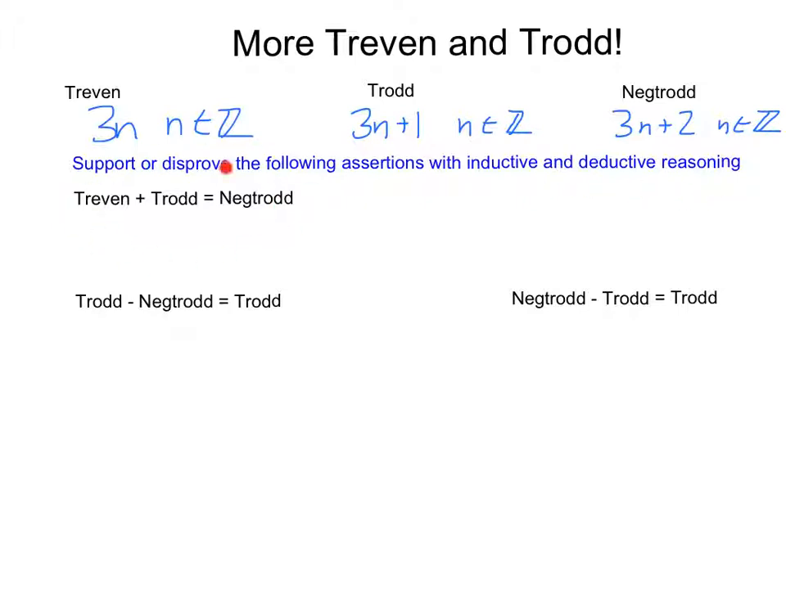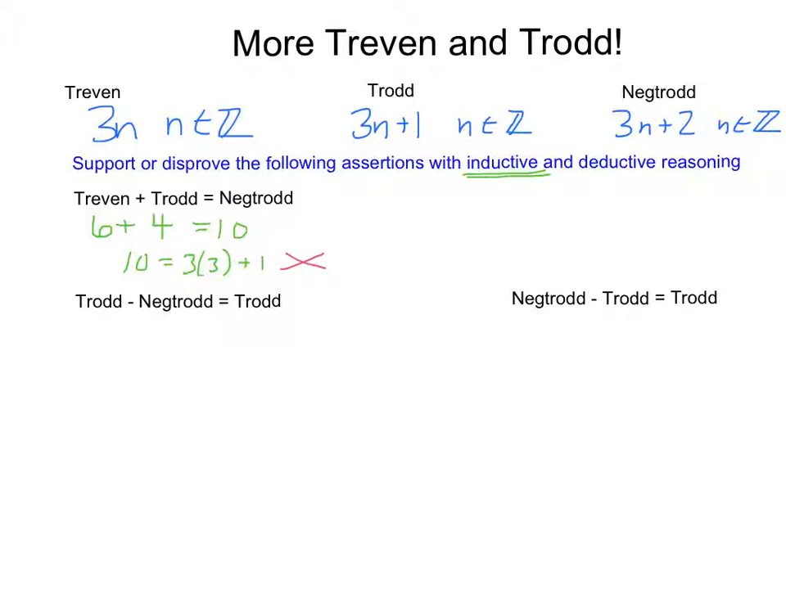So here we go, treven plus trodd equals neg trodd. When we're experimenting, let's start with inductive reasoning and just come up with an example in the beginning. So some kind of treven number, some kind of triple, plus some kind of trodd, which would be one larger than a triple. So I'm going to do 6 plus 4, this is equal to 10, and is that neg trodd? See here that 10 is actually 3 times 3 plus 1, so it's one larger than a triple. That is a trodd number.